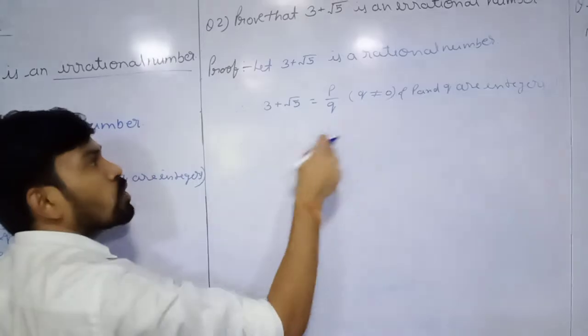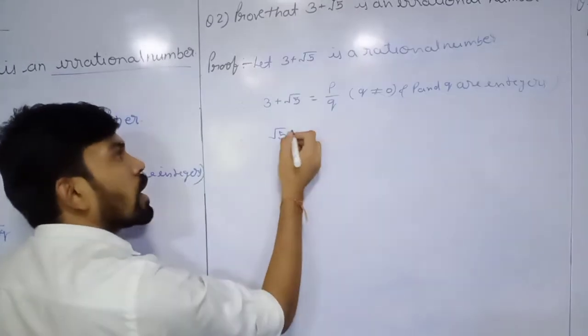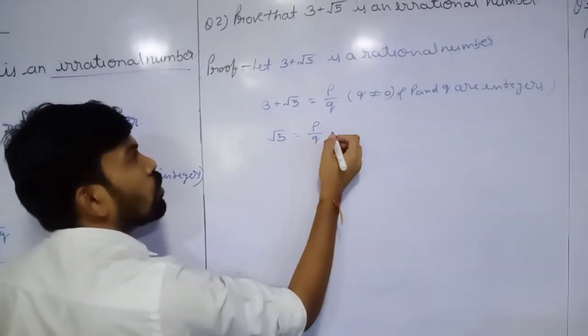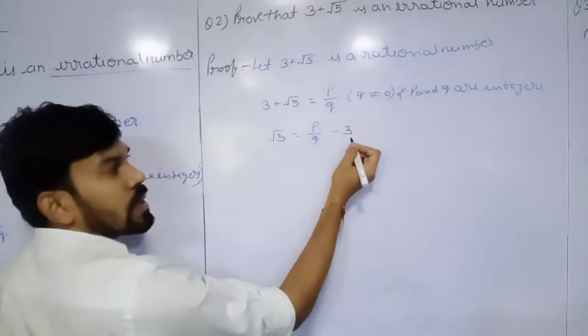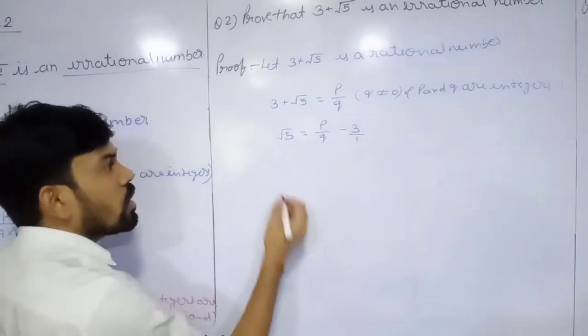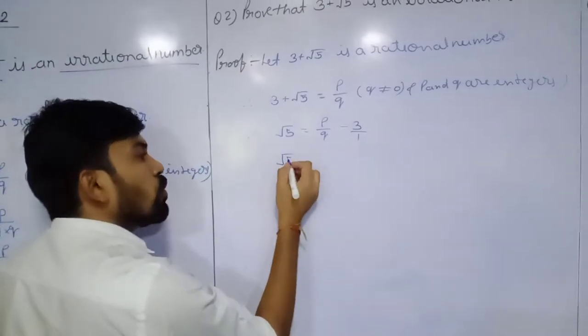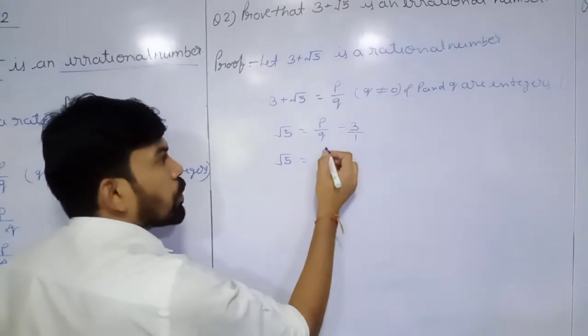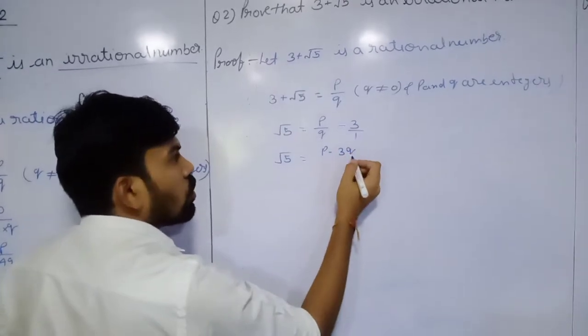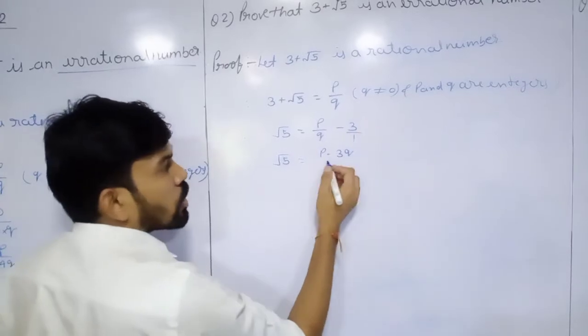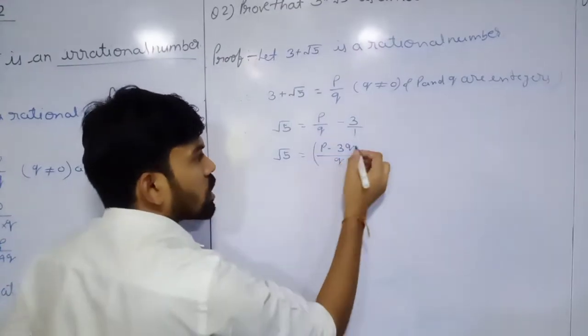Yes, p and q are integers. Therefore, take this 3 to the other side. Root 5 is equal to p upon q minus 3. That will become 3 upon 1. So, root 5 is equal to p minus 3q upon q. This way we can write.